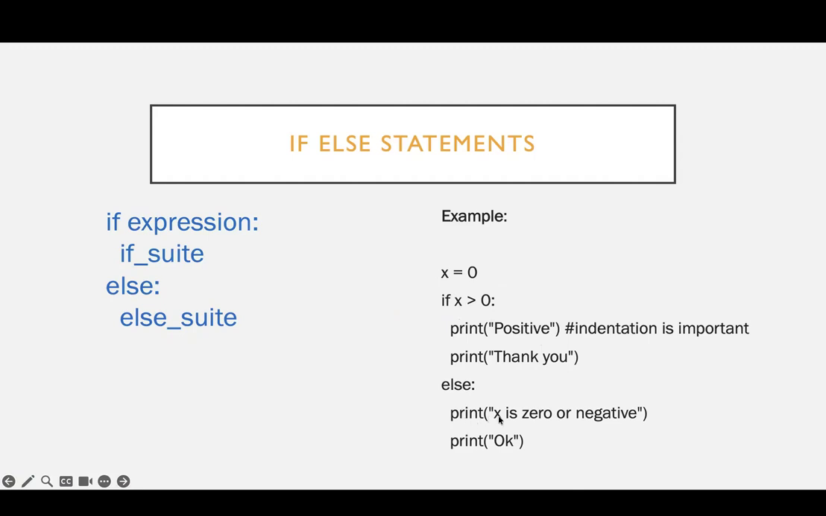We're going to print x is 0 or negative and print OK. And remember, if we want to print both of them out, they need to have proper indentation, so that identifies the block of code that belongs to this else statement.